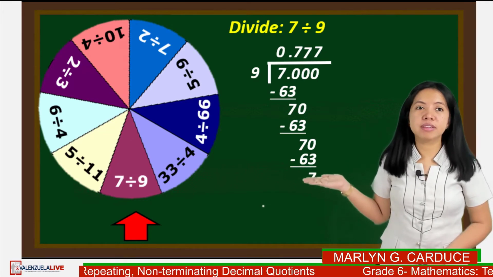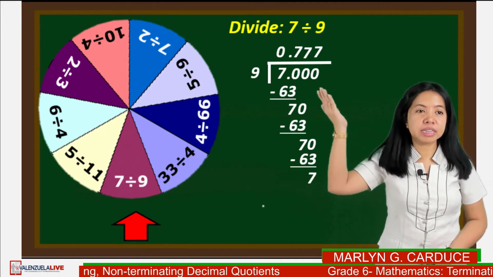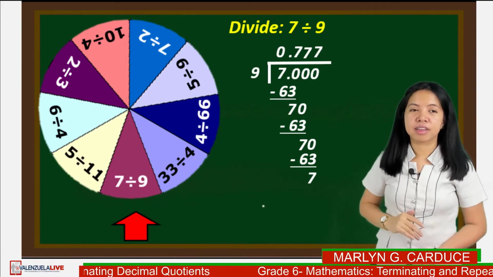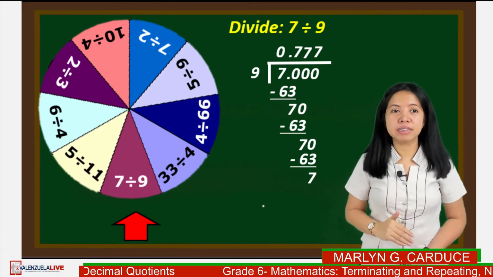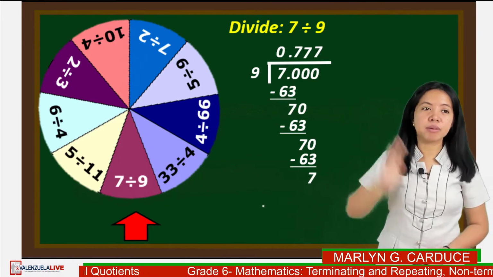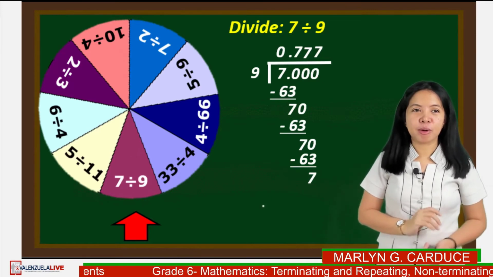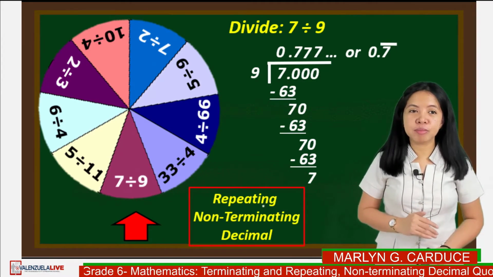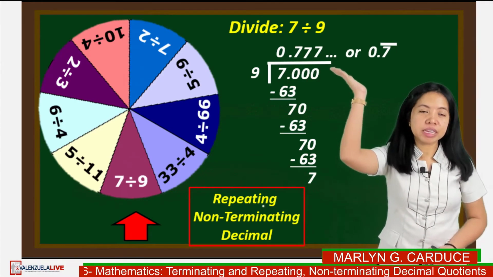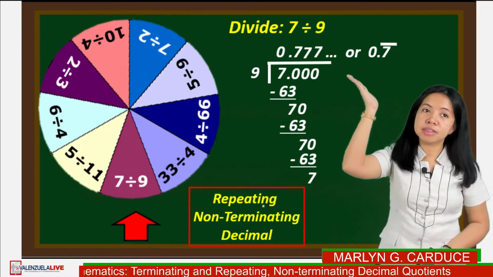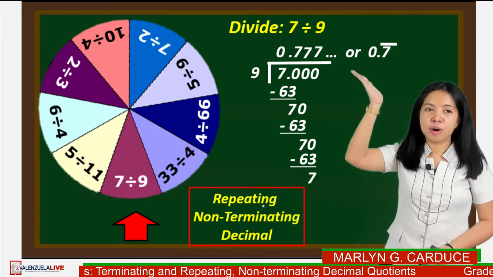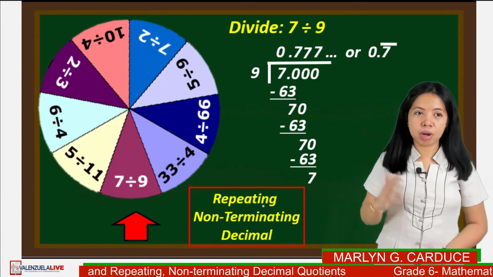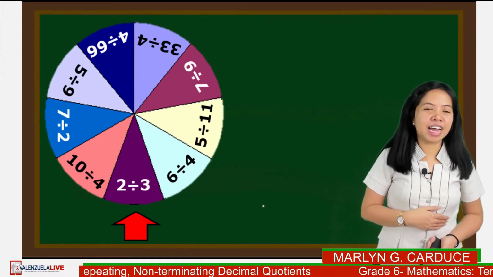Okay. So as you can see, as we write 0 in the dividend, we get a quotient of 7. So what type of decimal do we have here in our quotient? Okay, so this is an example of a repeating non-terminating decimal. We can also write it as 0.777 with 3 dots or an ellipsis, or 0.7 with a bar above 7. Another spin.